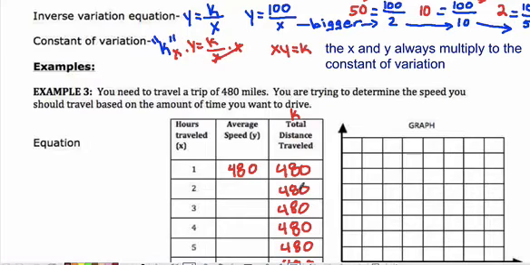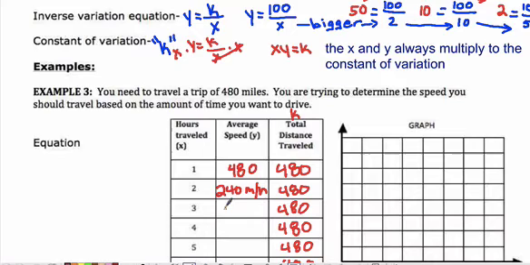Okay, on this one, 480 divided by 2 equals 240. And just to double check that, 2 times 240 does equal 480. So what we're talking about is miles per hour here. If I only was going to drive for 2 hours, I'd be going 240 miles per hour, which is really fast, right? If I only want to travel for 1 hour, I'd have to be driving 480 miles in that 1 hour.